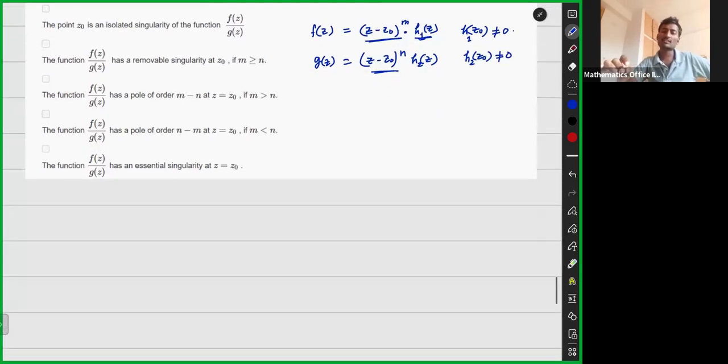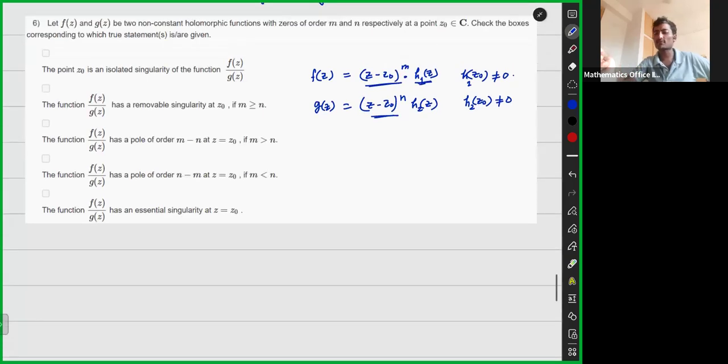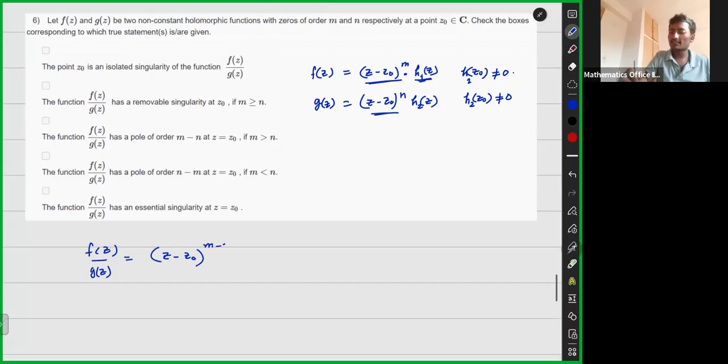The first option: z0 is an isolated singularity of the function. But what can you say from here? f(z) by g(z) can be written as (z − z0) to the power m − n, which I'm directly writing, as you understand from the above expressions, times h1(z) divided by h2(z). And you see h1 and h2 are non-vanishing in the neighborhood.